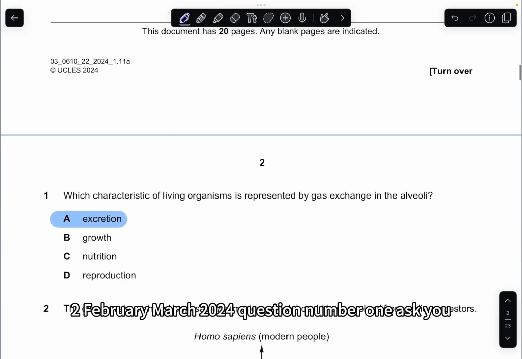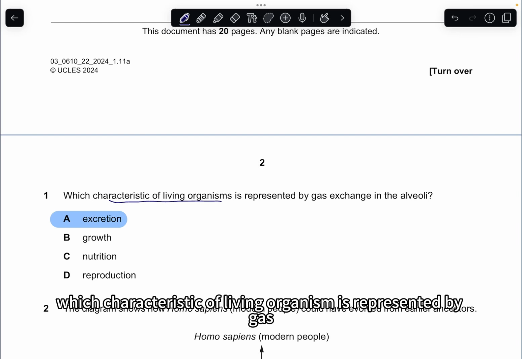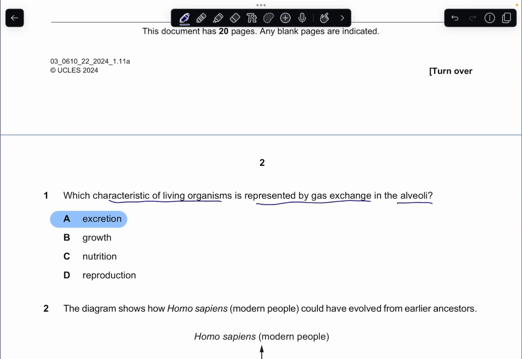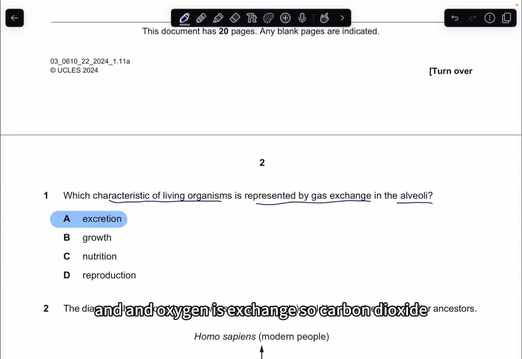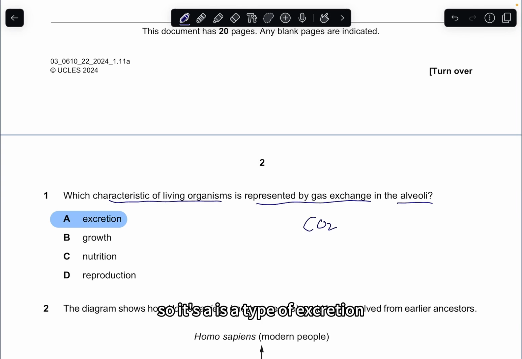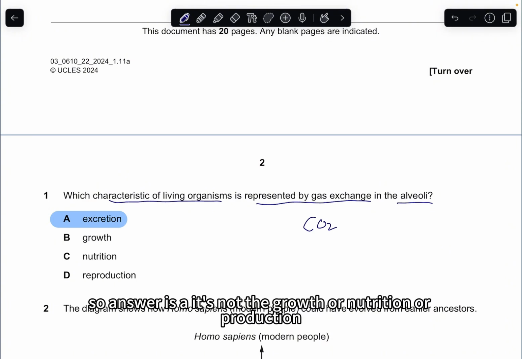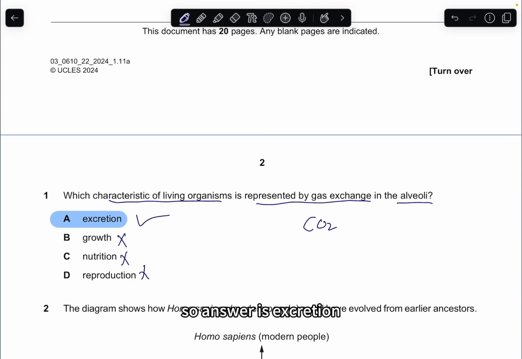Question number 1 asks you which characteristic of living organisms is represented by gas exchange in the alveoli. So in the lungs we have the alveoli where carbon dioxide and oxygen are exchanged. Carbon dioxide we know is a waste product, so it's a type of excretion. So our answer is A. It's not growth or nutrition or reproduction. So the answer is excretion.